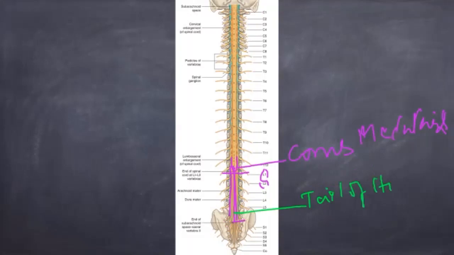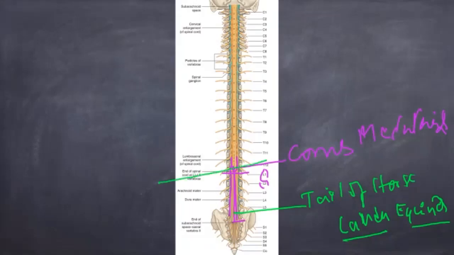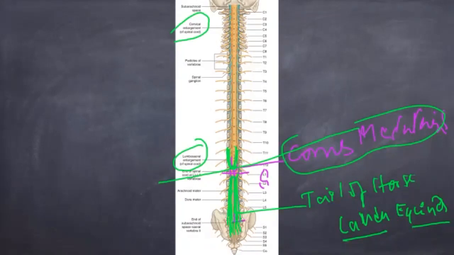Tail of horse, so called the cauda equina. Cauda means tail, equina means horse. So the whole length of the vertebral canal is not filled by the spinal cord, because the spinal cord ends at the L1, L2 level, where it forms a cone-like structure, because of the lumbar enlargement, as with the cervical enlargement. This is called the conus medullaris, and the remaining vertebral canal contains the cauda equina.